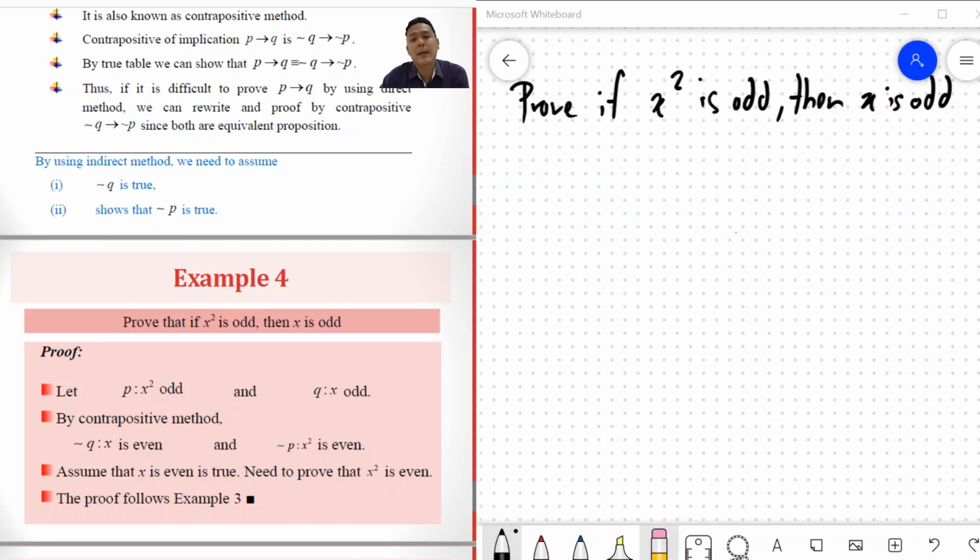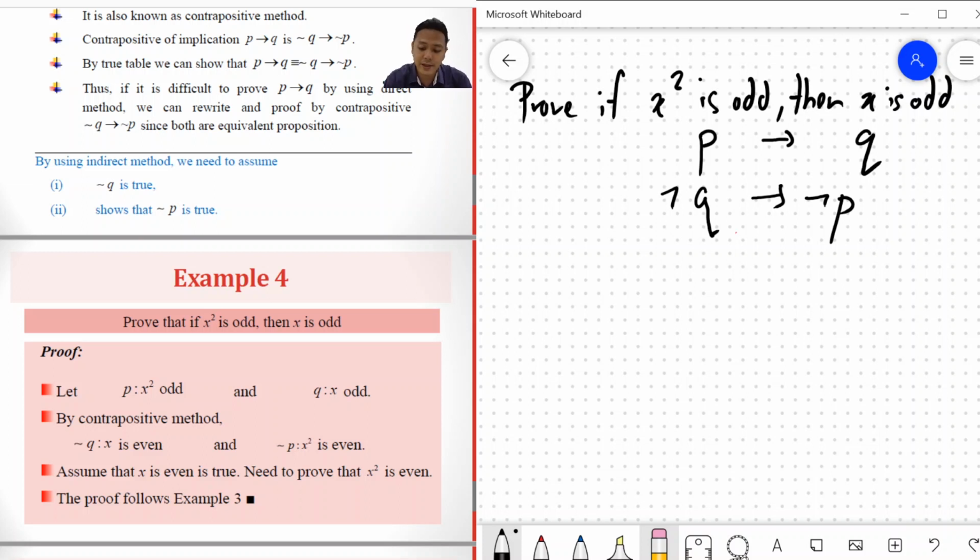By using indirect method, assuming this is a normal P implies Q. You state that x squared is odd is a statement P, x is odd is Q. You should convert it into a contrapositive form, not Q implies not P first. Although the original statement says if x squared is odd, then x is odd, because we are using indirect method, we should first try to change the structure of this statement.